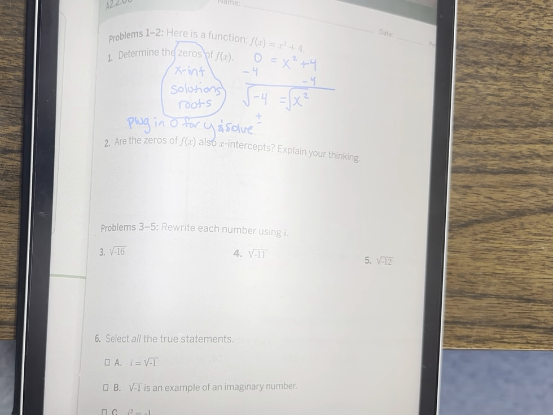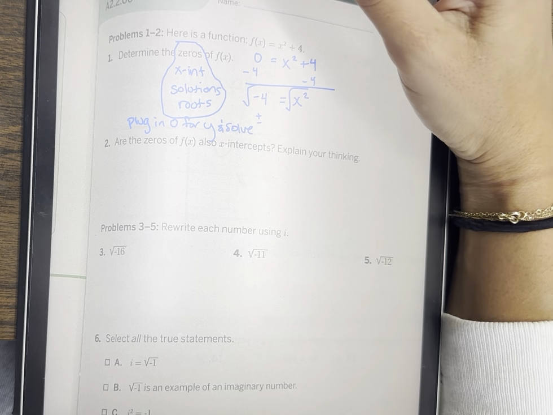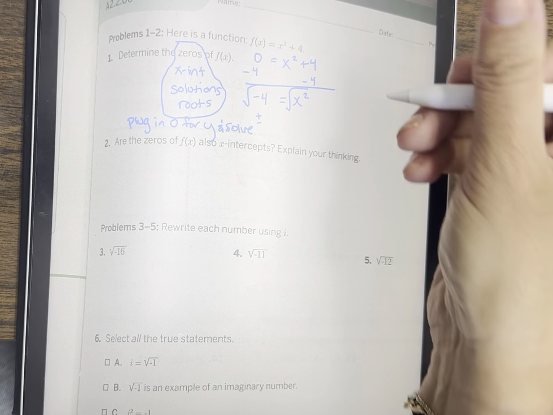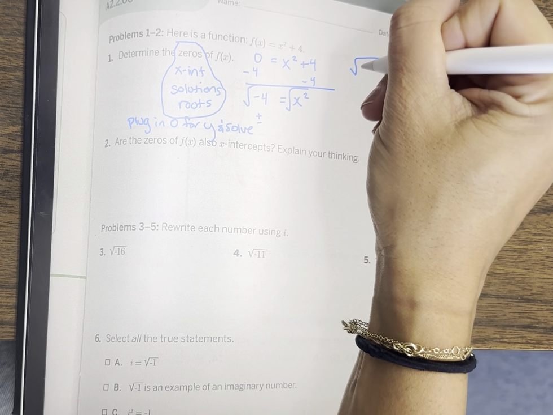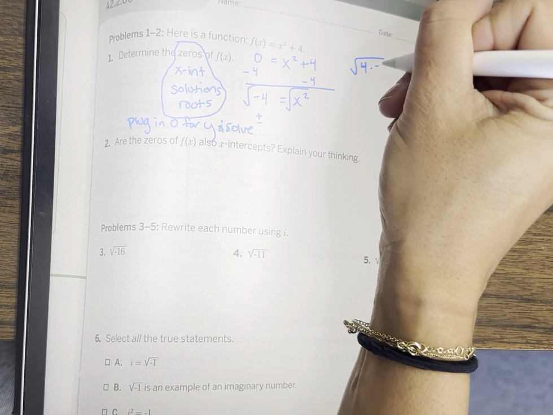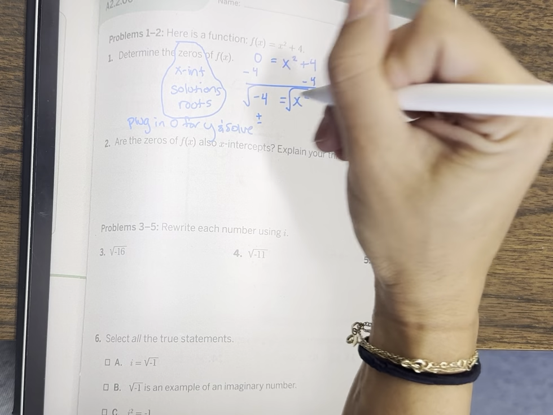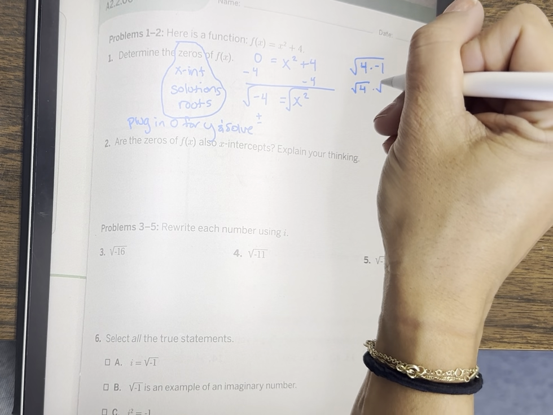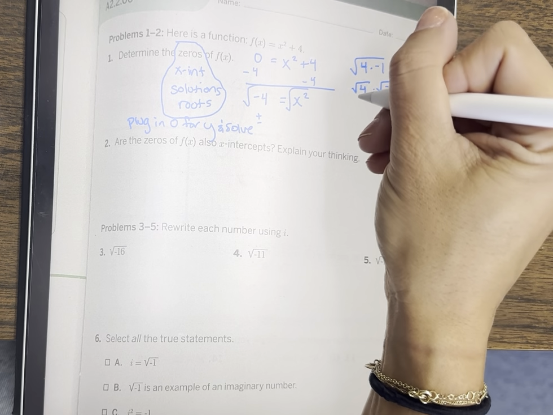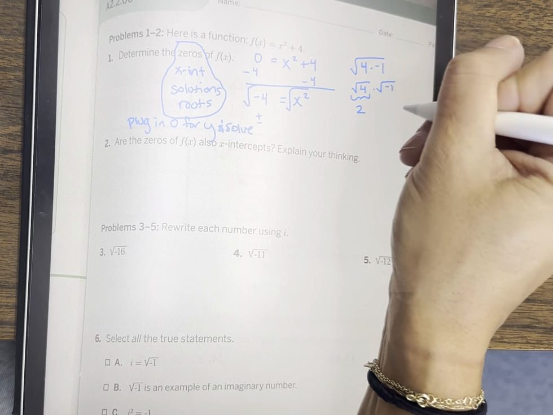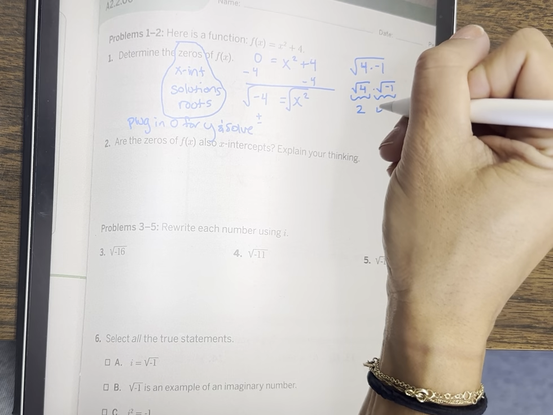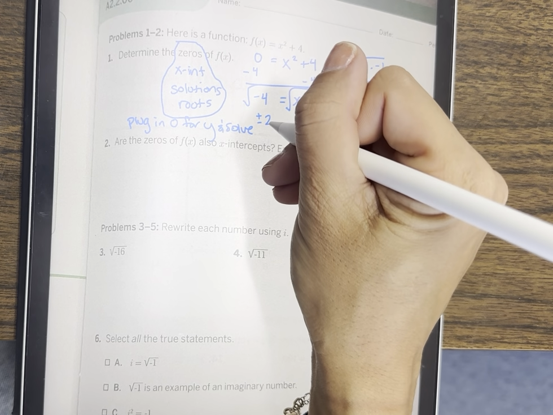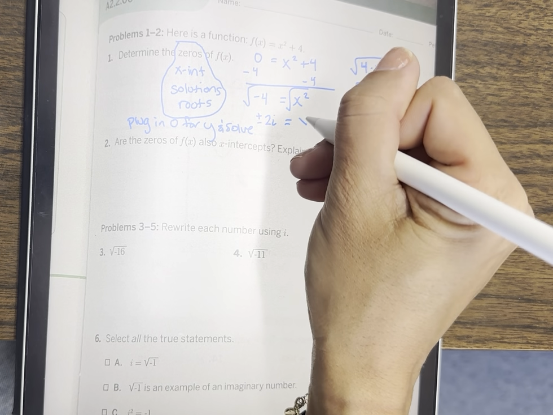And now the square root of negative 4, let's remember, I'll do it this slow for this one. That is the same as the square root of 4 times negative 1. 4 times negative 1 is negative 4. So that's the same as the square root of 4 times the square root of negative 1. Square root of 4, that's 2. Square root of negative 1, that's i. So this is plus or minus 2i equals x.